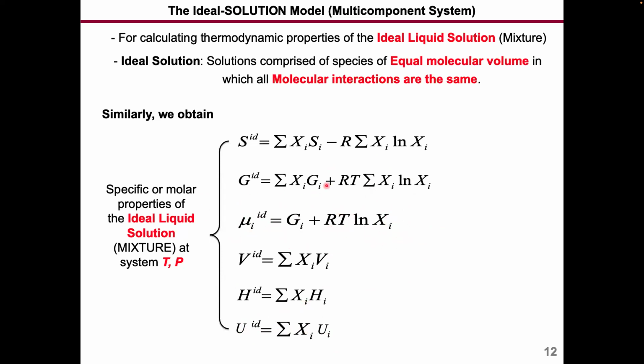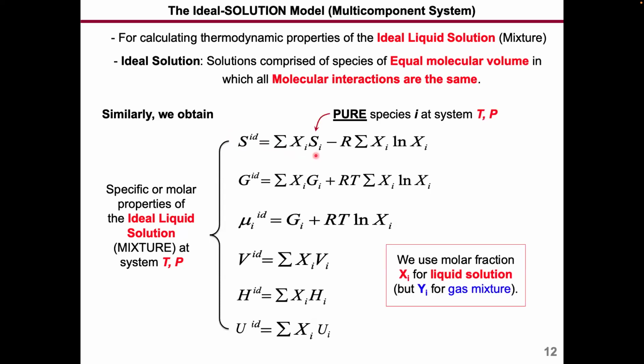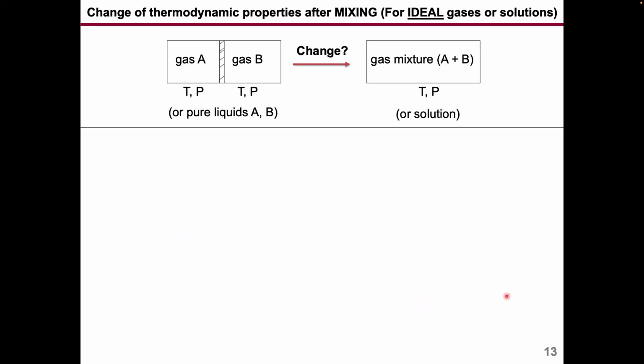Now, like I mentioned, we know the mixture entropy. We know the starting pure species state before mixing them up, right? The change between the mixture and the pure species state is called the change due to mixing, right? So you can actually calculate the change of mixing. By the way, to differentiate between gas and liquid, we use Xi for molar fraction in liquid solution, Yi in gas mixture, okay?